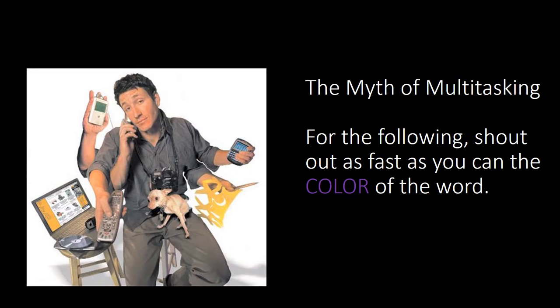Once we go to the next screen, you're going to see a word, and as soon as you see that word, I want you to shout out as fast as you can the color of the word, not the word itself, but the color of the word. So right there we've got the word color in purple. So you would say purple as fast as you possibly can. So here we go. Let's see how you do with this.